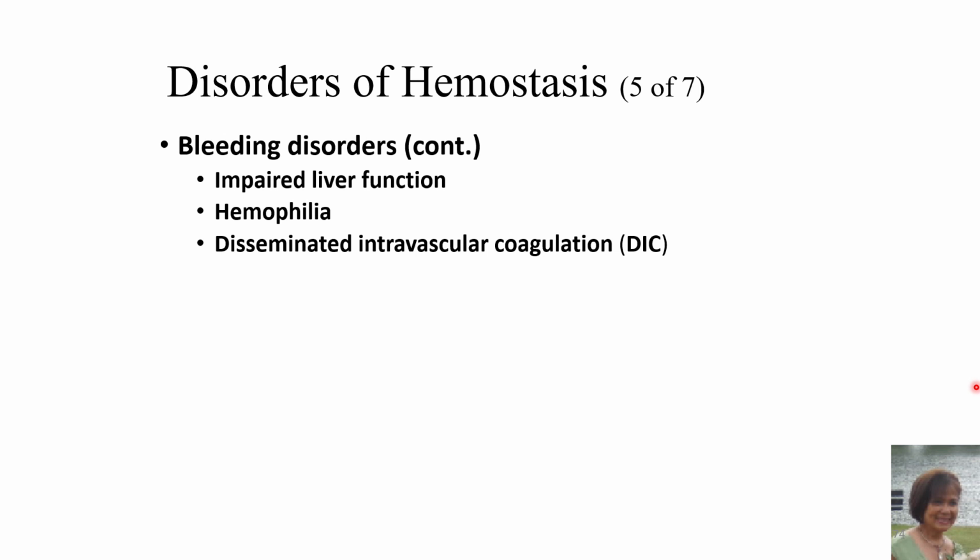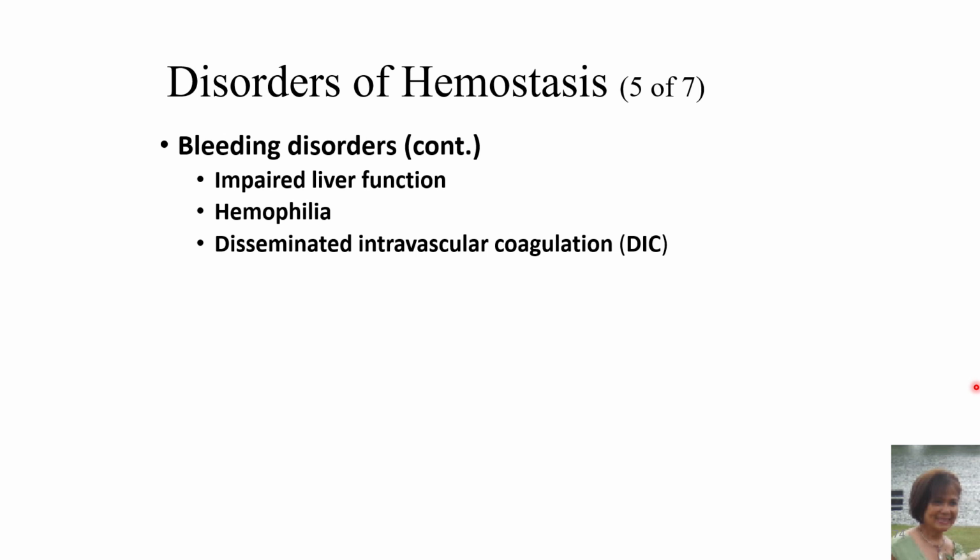Hemophilia is a hereditary bleeding disorder. It's inherited from the mother and passed on. It's an X-linked trait, and therefore the one that is affected most of the time is the male child.